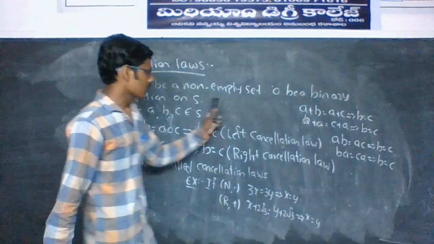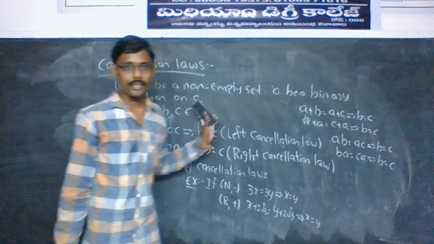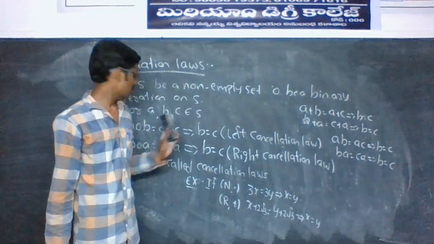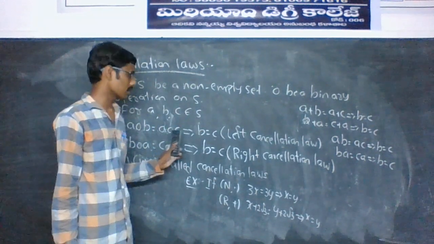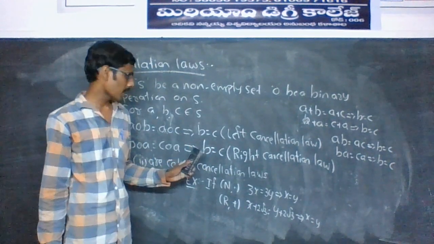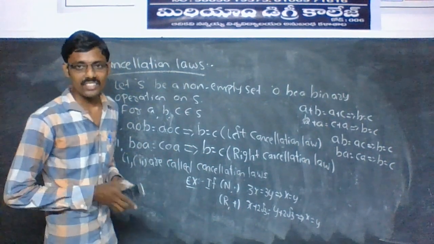Let S be a non-empty set, circle a binary operation on S. For a, b, c belongs to S, a circle b equals a circle c implies b equals c. b circle a equals c circle a implies b equals c. Right cancellation law.